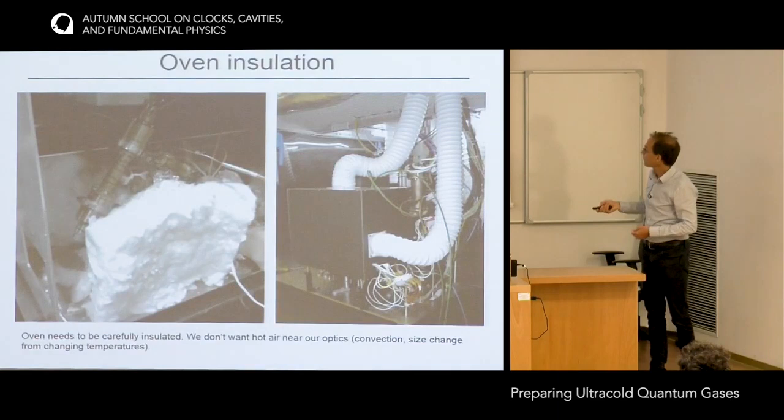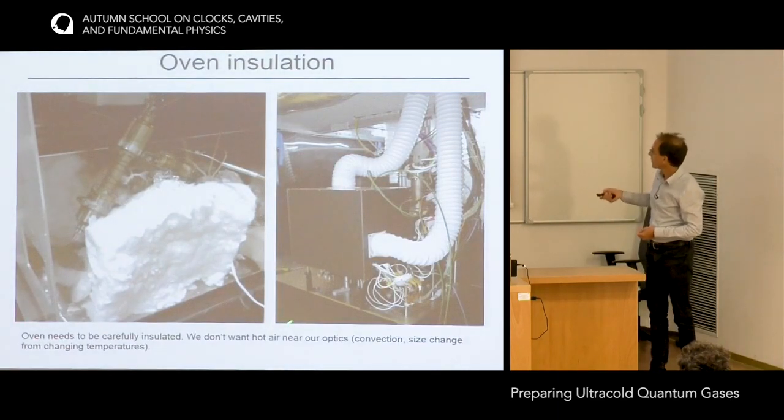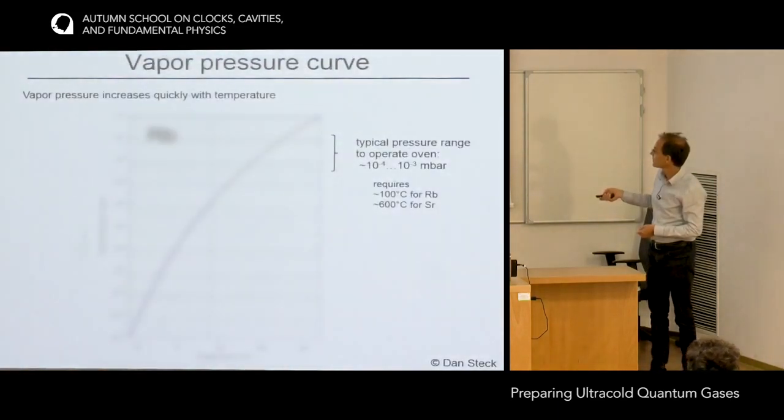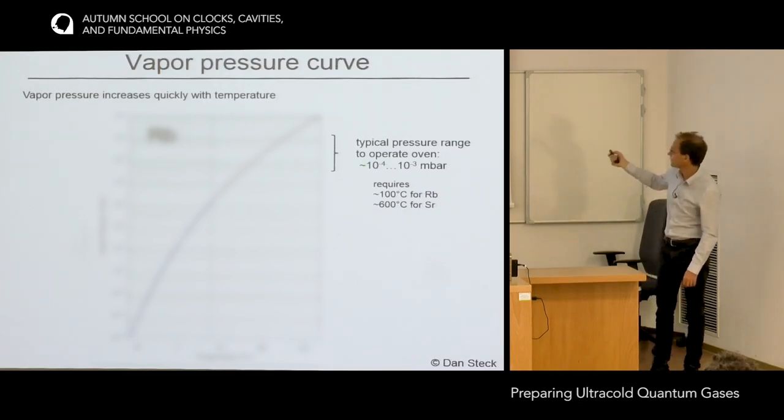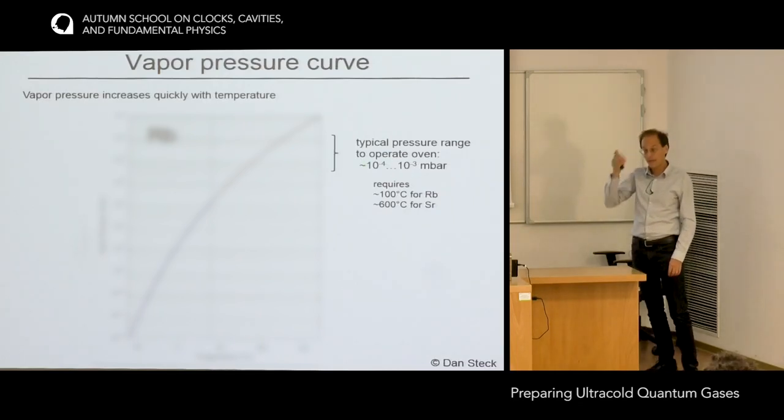Okay, we heat this up a lot, so we insulate it nicely. And if we heat up our element, we create an atomic vapor. Here for rubidium, for example, you see you get a dramatic increase in vapor pressure if you crank up the temperature. For rubidium you operate in the 100 to 150 degrees Celsius range. So in the oven chamber you have 10 to the minus 3, 10 to the minus 4 millibars.